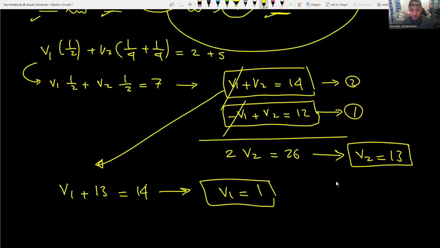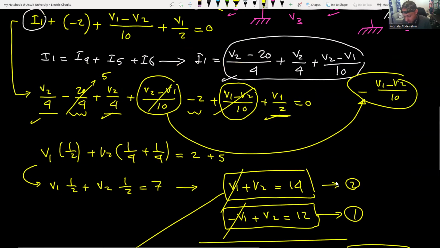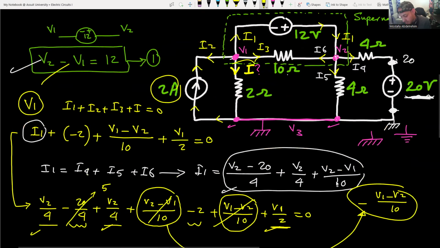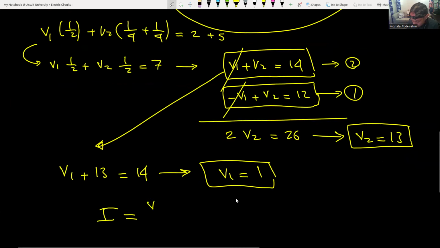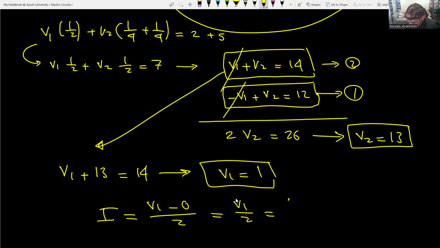Remember, that wasn't the question. The question was asked about I here. So I is equal to (V1 minus 0) over 2, which is the resistance. So V1 is 1, over 2, it's half an amp.